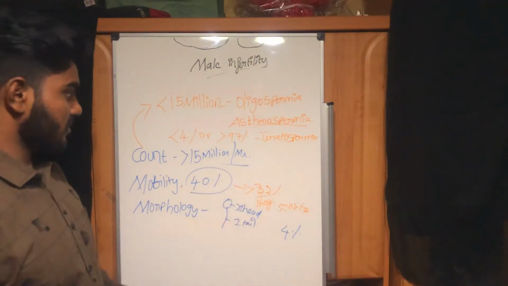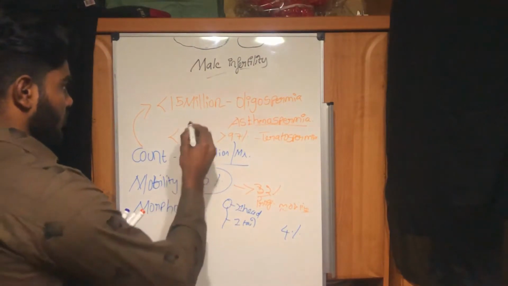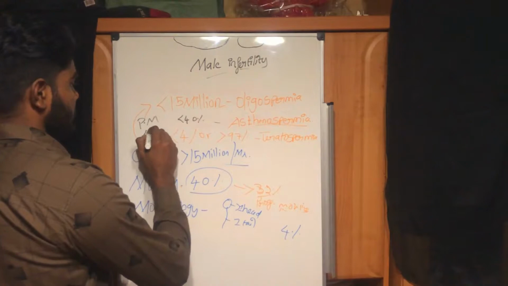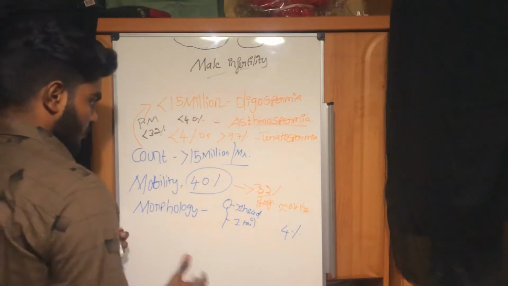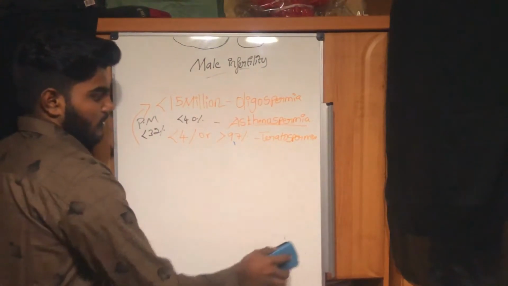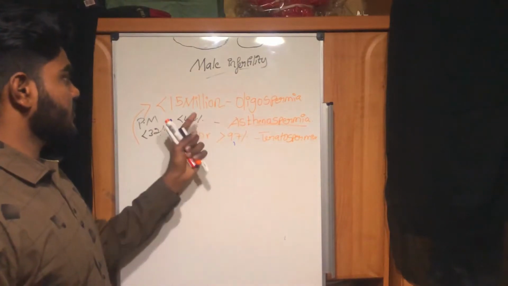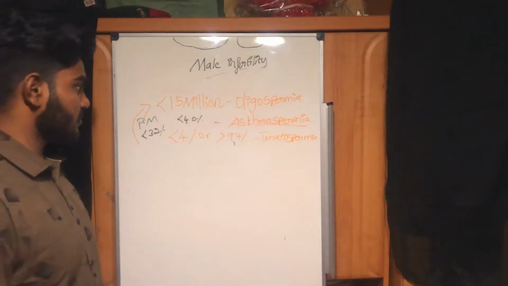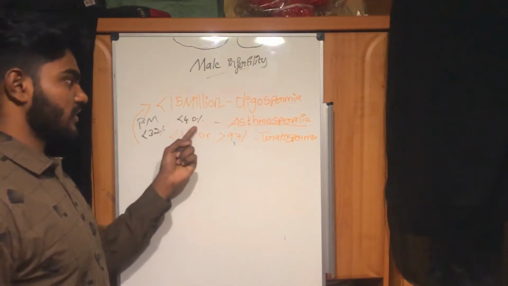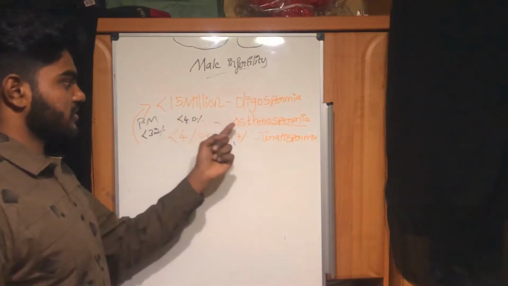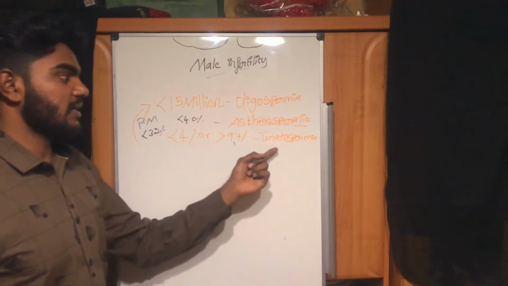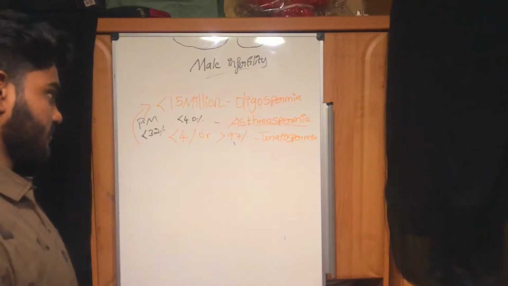So you have to remember the main things. Normally the count is more than 15 million per milliliter. If it is less than 15 million, that is oligospermia. Normally motility should be 40% and progressive motility 32%. If motility is less than 40% or progressive motility less than 32%, that is asthenospermia. If the morphological condition is less than 4% or more than 97% abnormal, that is teratospermia.